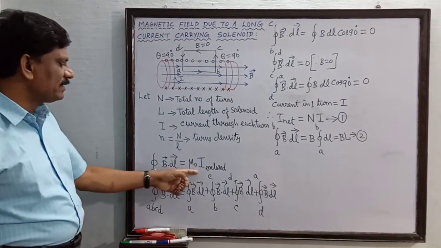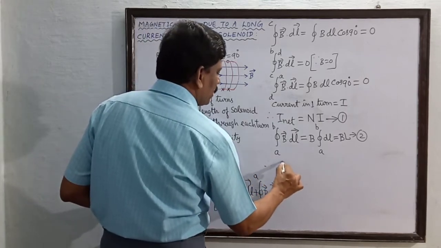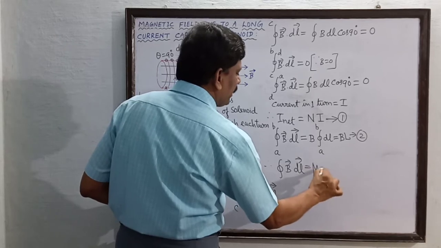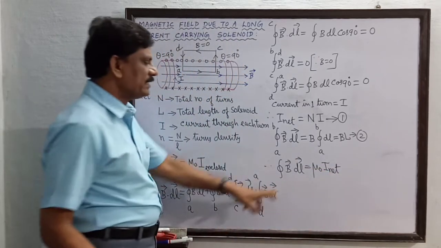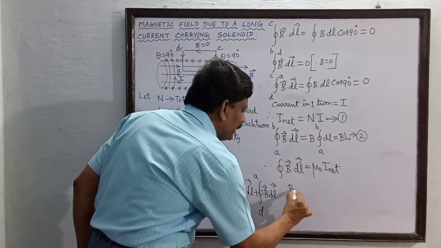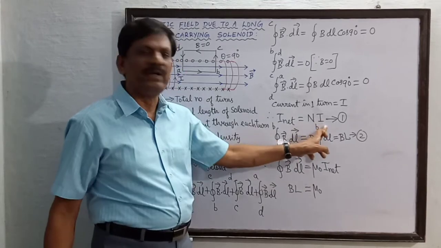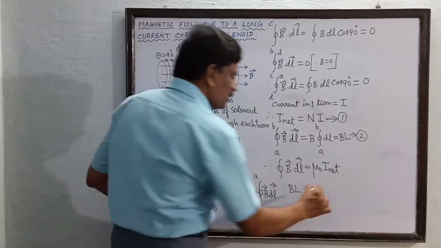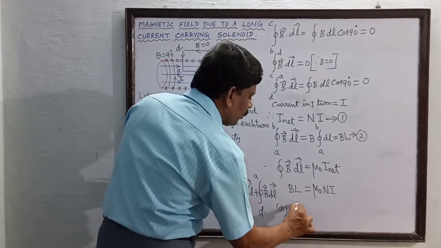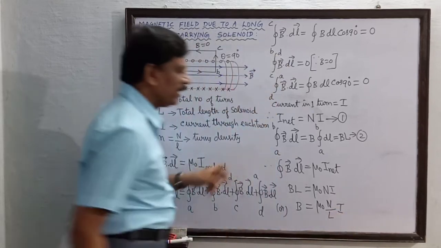So, I am going to apply this in the basic equation of the Ampere circuital law. Therefore, in Ampere's circuital law, closed integral B dot dl is equal to mu naught times the net current enclosed. So, instead of integral B dot dl, I am going to substitute equation 2. So, left hand side will become B into L. This is equal to right hand side mu naught into, instead of I net, I am going to substitute N times the current I. So, this is equal to capital N into I. Or what is now B equal to? B equal to mu naught into N by L into I.